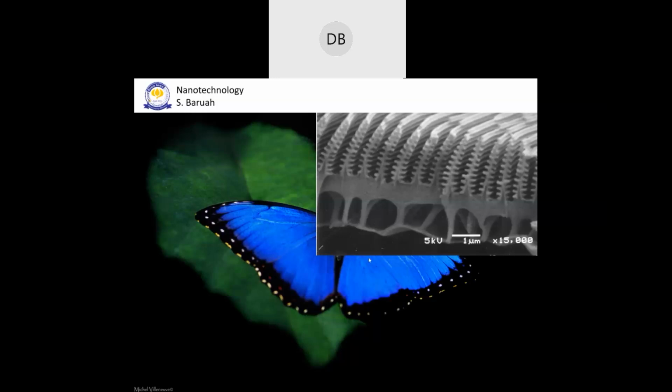So this is an example, again, of a variation in optical properties based on nanometric surfaces. All right, so basically this is what we call surface structuring that is done by nature. Okay, so this is a typical example of a natural nanomaterial.